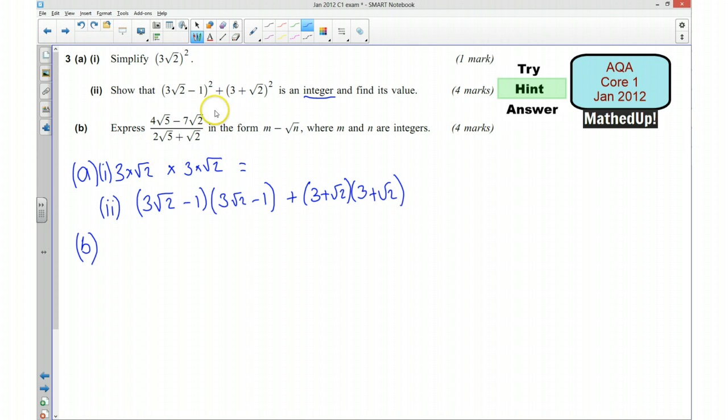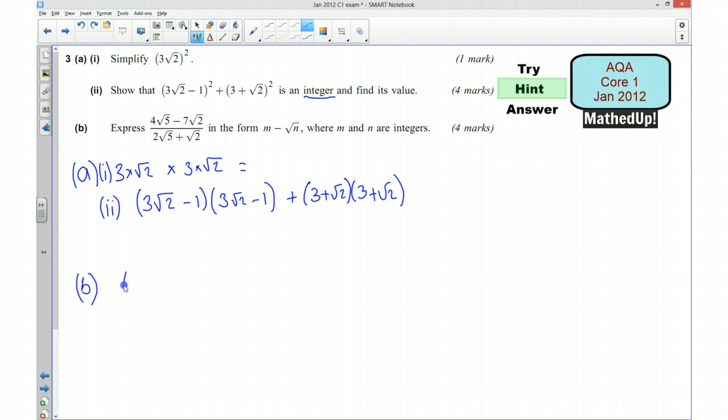we're asked to express this expression here in the form m take away root n, and again we're being told that m and n are integers or whole numbers. So I'll just leave a little bit of room there. Okay, so what we want to do is rationalize the denominator. At the moment it's made up of irrational numbers, we want to make it a rational number, so a number that doesn't involve surds.